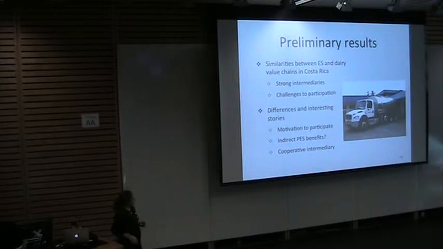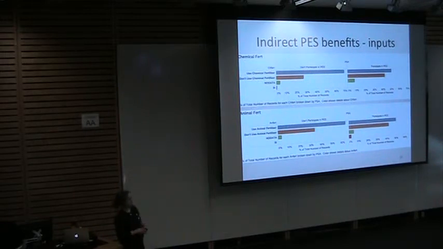Another thing is I've found some evidence that there may be indirect environmental benefits to the Payments for Environmental Services program in Costa Rica, and that's something that I'm pursuing. And the final is this whole idea of a cooperative intermediary. So having a company like Dos Pinos that in a lot of ways behaves like these big powerful intermediaries in other coordinated value chains, but is at the same time a producer cooperative. So in my last couple minutes here, I'm going to talk just a tiny bit more about a couple of these.